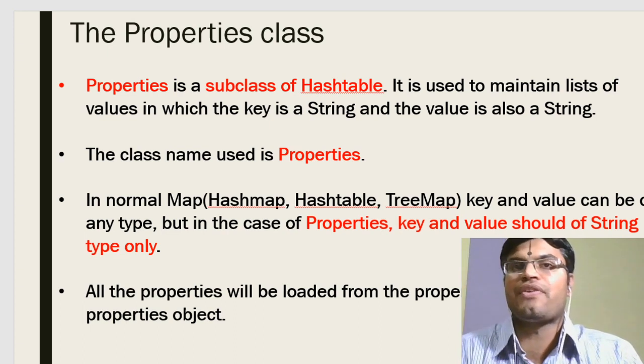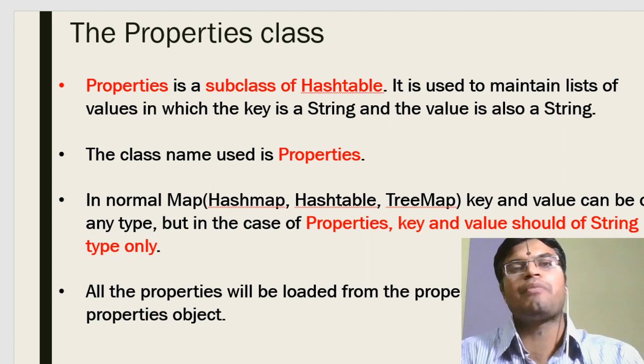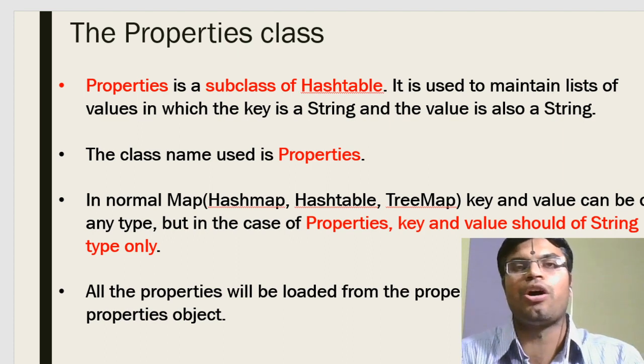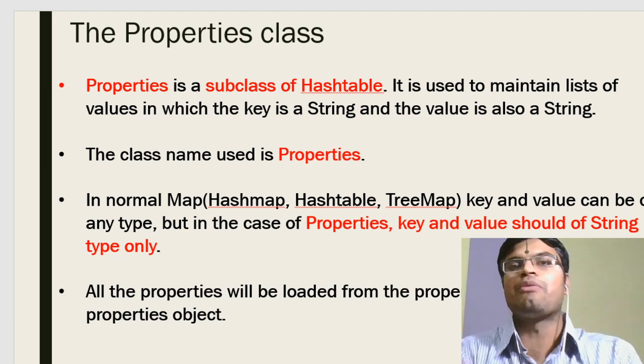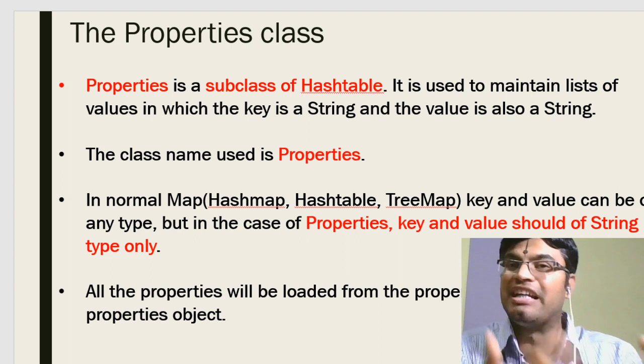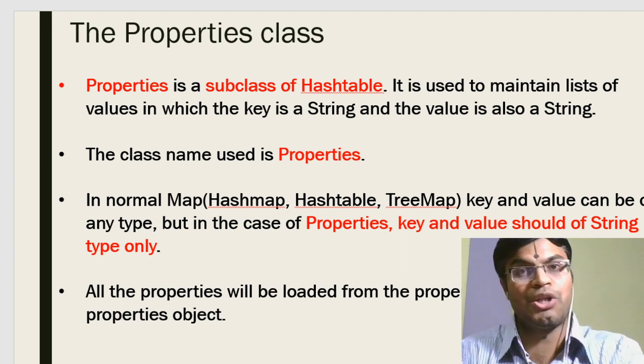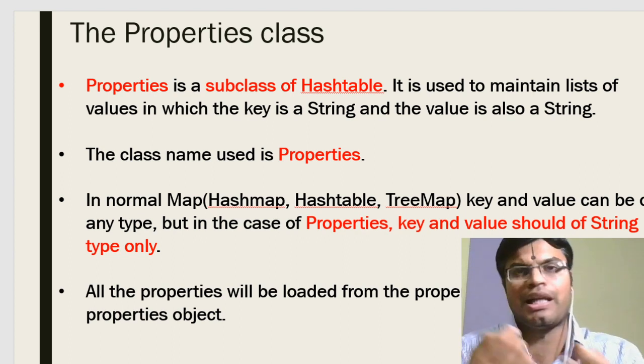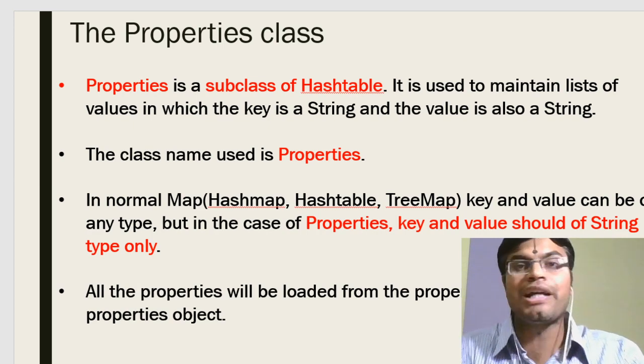Now you may ask, what is the difference? When we talk about a hash map or a hash table or a tree set and all, normally they will have a key and value pair, which can be any type of data you want, any type of key, any type of value you want. For example, I can have an integer value, a string value, a float value, a double value.